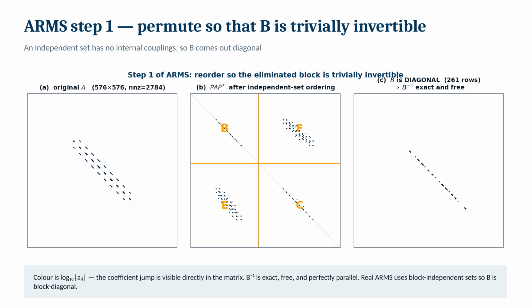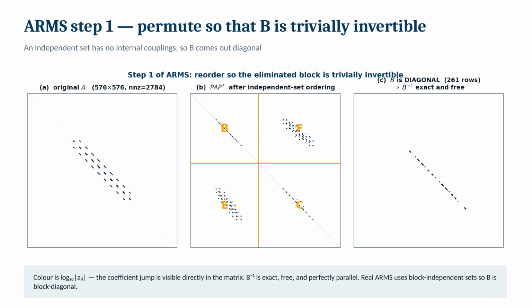Concretely, then. Multilevel ILU, ARMS style. Step 1 is a permutation. On the left, the original matrix, a jump coefficient diffusion operator, 576 unknowns. Color is log magnitude, so you can see the coefficient jump directly in the matrix. Now find an independent set in the adjacency graph, a set of unknowns with no edges between them, and order it first. That's the middle panel.